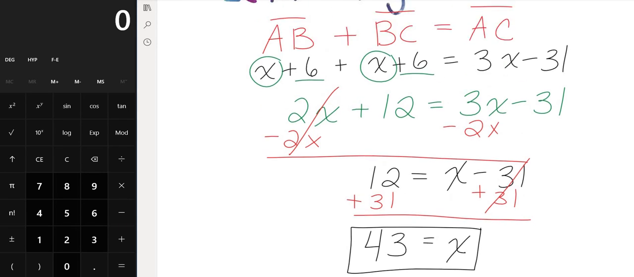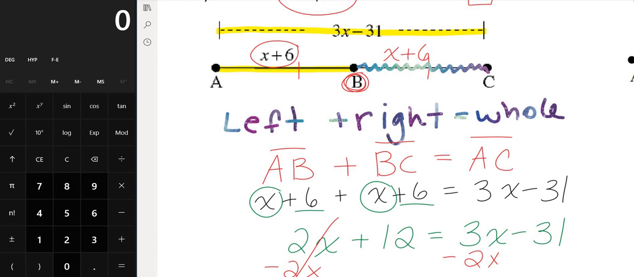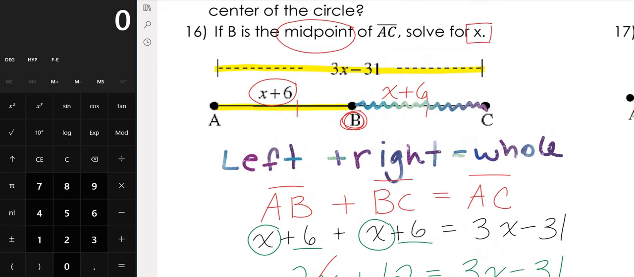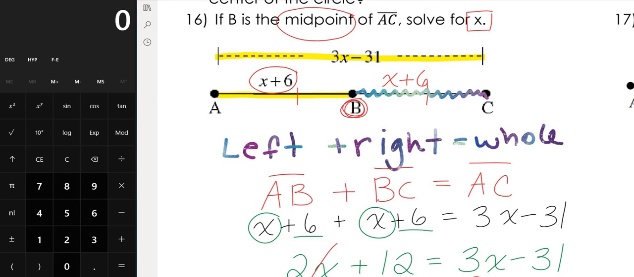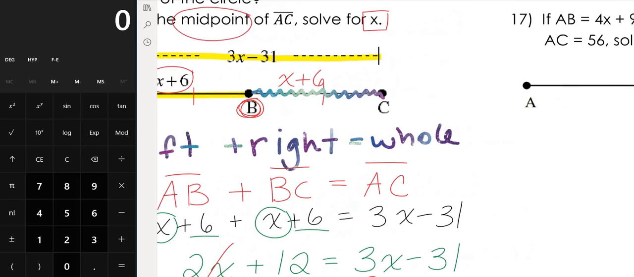This was a segment addition postulate question that also used your understanding of what midpoints do to your line segment, which is split it in half so that both sides are equal. All right, so let's slide on over to number 17.